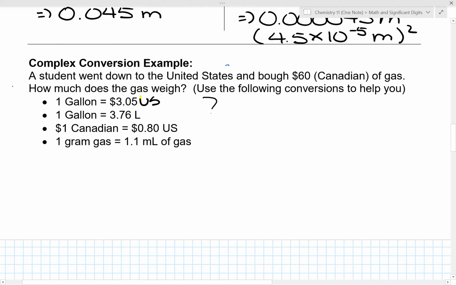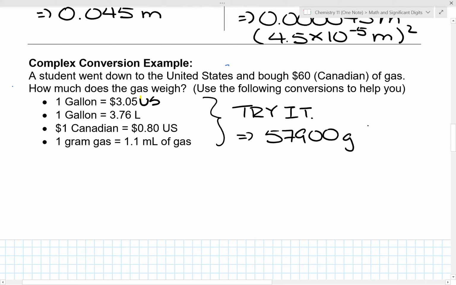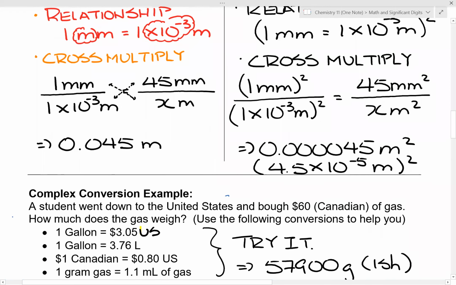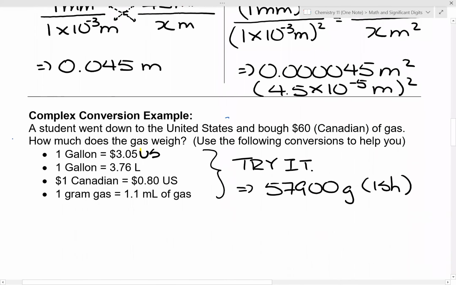Now, I'm going to ask you to try it out. Your answer should come out to about 57,900 grams-ish. Okay, it's around that. I can't remember exactly. So what I would like you to do is try it using a series of conversions. You might want to find the relationship and cross multiply at every single step for you to try out.